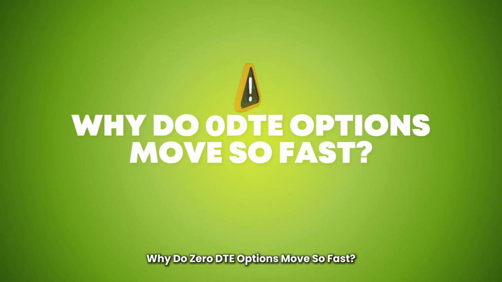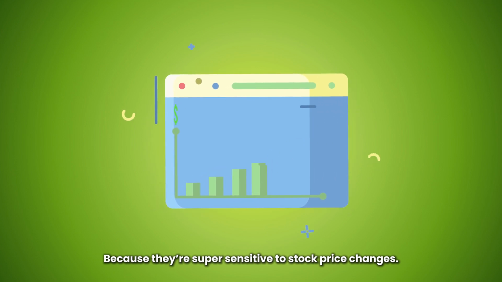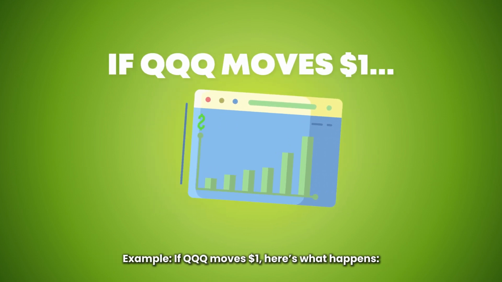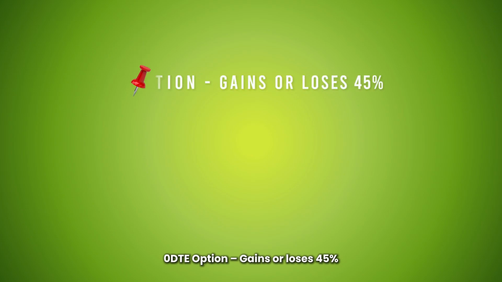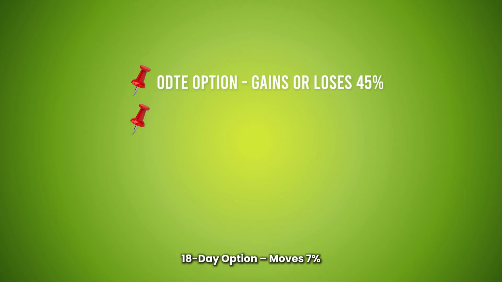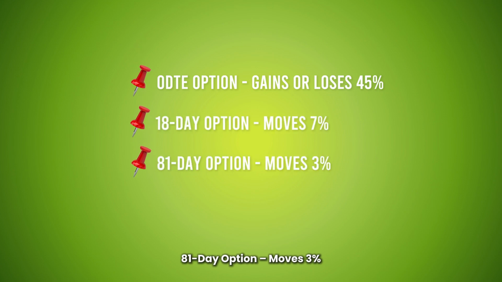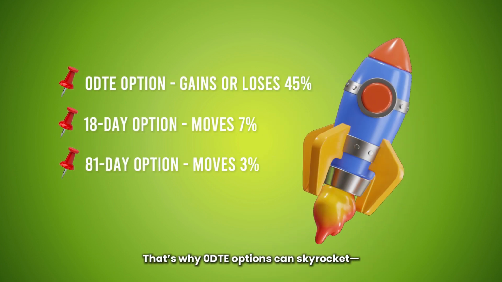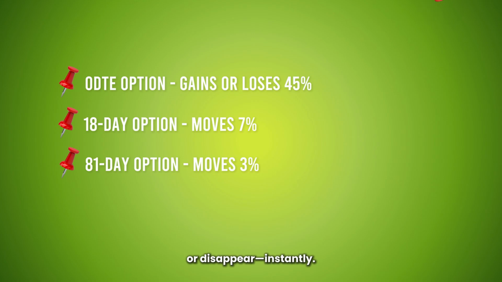Why do 0 DTE options move so fast? Because they're super sensitive to stock price changes. Example: if QQQ moves $1, here's what happens. The 0 DTE option gains or loses 45%. The 18-day option moves 7%. The 81-day option moves 3%. That's why 0 DTE options can skyrocket or disappear instantly.